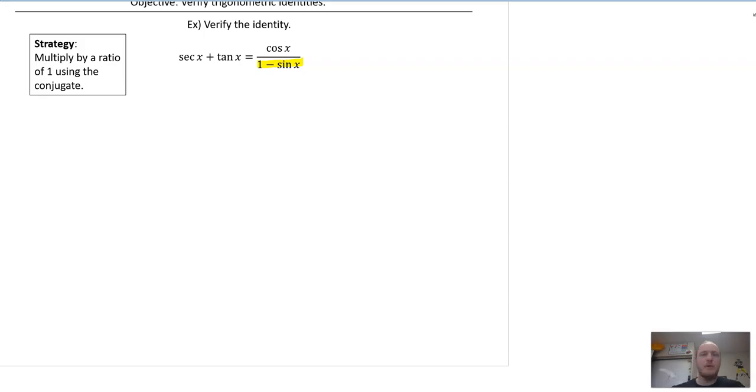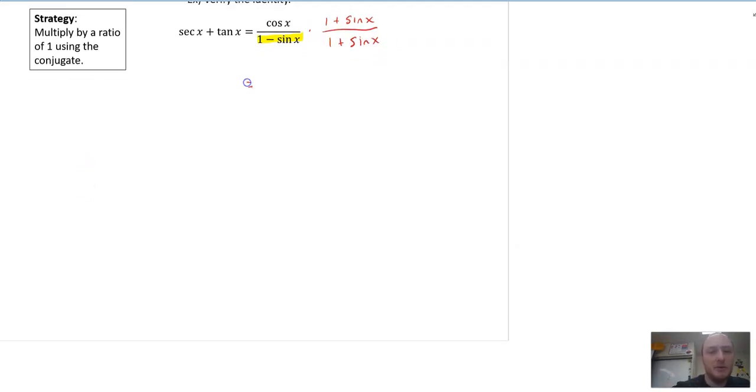So I'm going to multiply by the conjugate, by a ratio of 1. So 1 plus sine of x, top and bottom. So this is 1, so I'm not really changing it. Okay, and I'm going to carry out my multiplication.